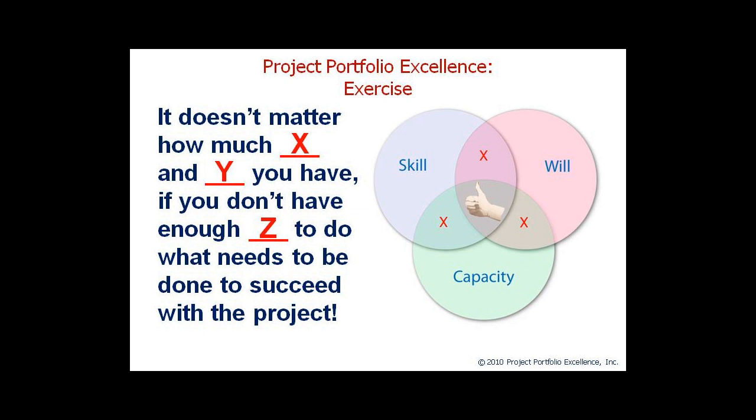For example, it doesn't matter how much skill and will you have if you don't have enough capacity to do what needs to be done to succeed with the project. Or try this. It doesn't matter how much will and capacity you have if you don't have enough skill to do what needs to be done to succeed with the project. I think you see what I'm talking about here, and you can put them in any order that you want to, and they will reinforce the same point that all 3 attributes have to be present and in the proper balance in order to succeed with your project.